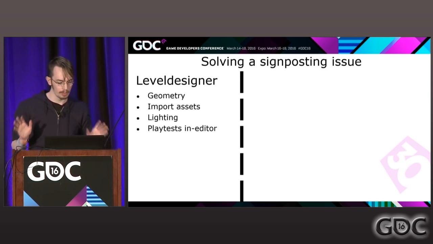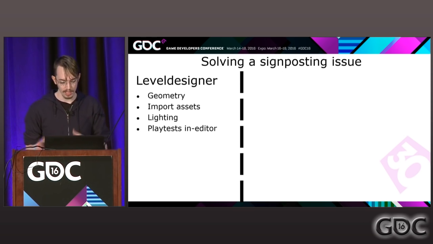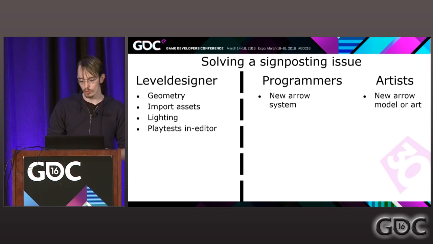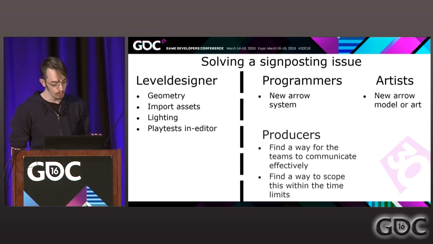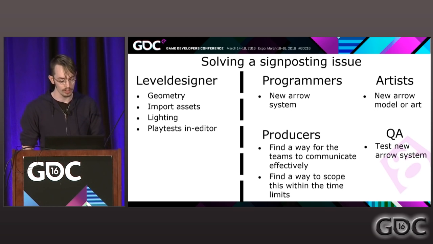We want to solve a signposting issue. So we have two ways of doing this. Either a level designer changes geometry, imports an asset, changes the lighting, and playtests in editor to see if the new signposting works. Or the programmers have to create a new floating arrow system, the artist has to create a new good-looking arrow for the system, the producer has to find time for these groups to communicate effectively so no time is lost, and QA has to test for the new arrow system.